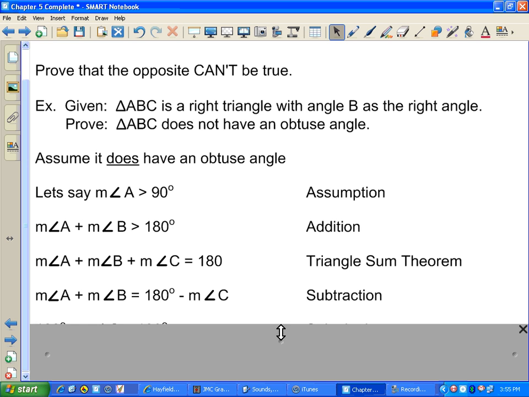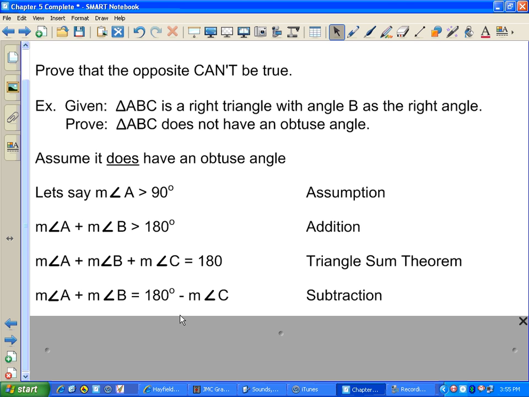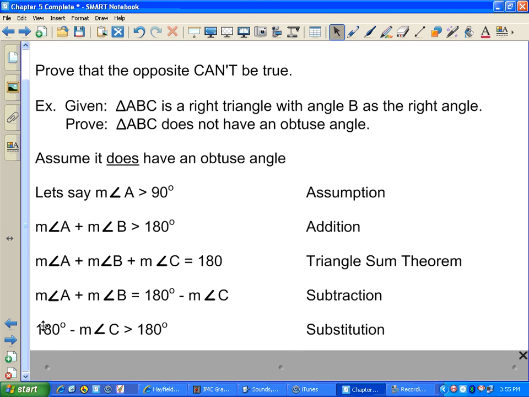So to finish this off, I'm going to solve and show that that's not possible. So I'm going to subtract angle C over. So A plus B equals 180 minus C. And then I'm going to substitute. So I'm going to take A plus B out of this, because A plus B is this, so I'm going to take this and substitute it in place of this. So that'll be gone, and that gives me this new statement: 180 minus angle C is greater than 180.